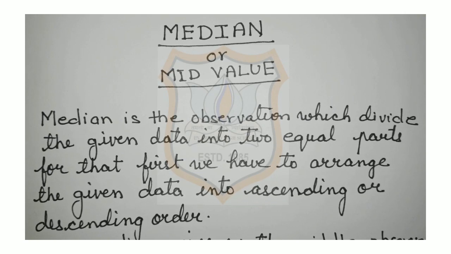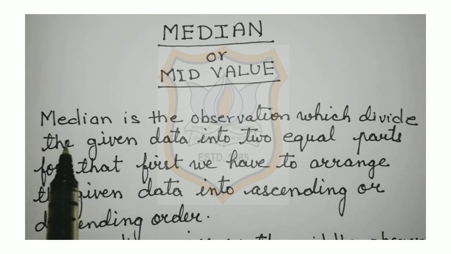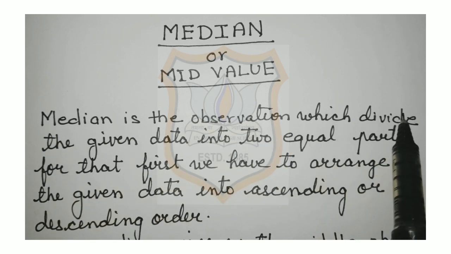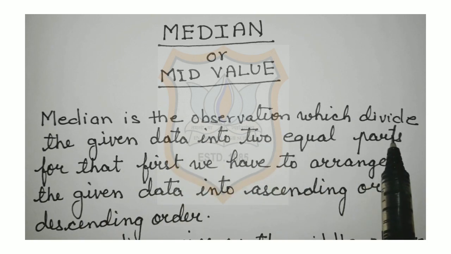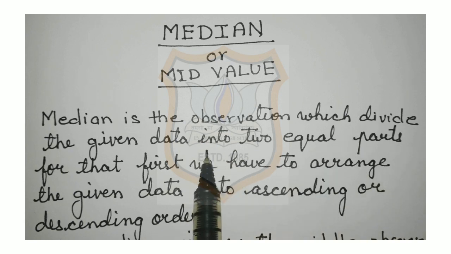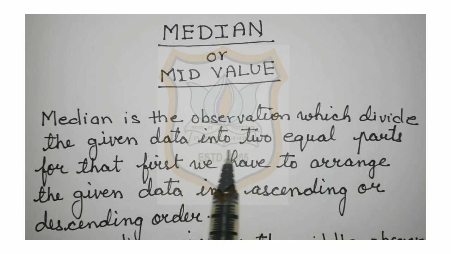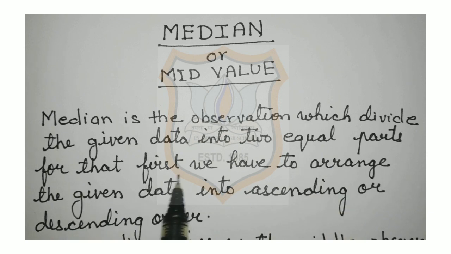Now students, our next topic is median or mid-value. What is median? Median is the observation which divides the given data into two equal parts. For that, first we have to arrange the given data into ascending or descending order. If we have to find the mid value of any data, first we have to arrange that data into ascending or descending order.